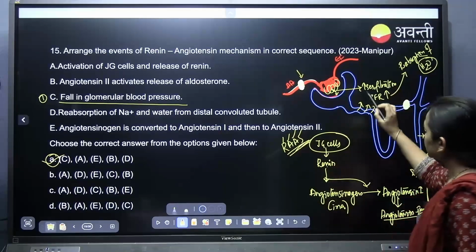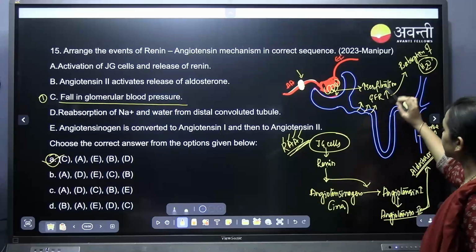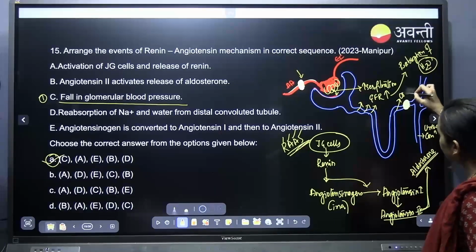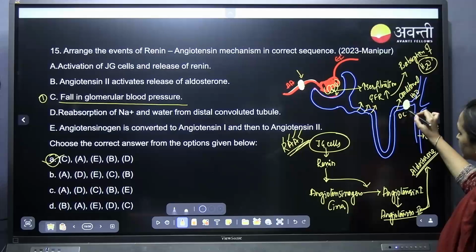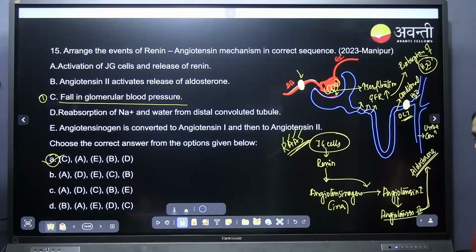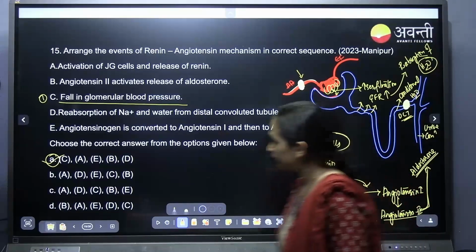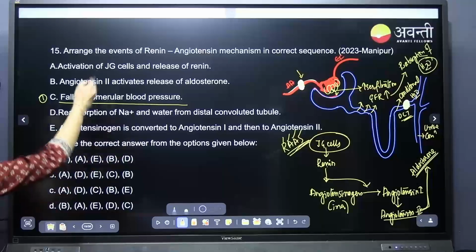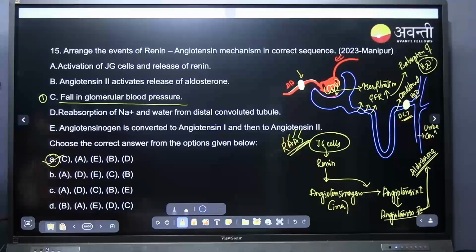increases the GFR, also it increases the reabsorption of H2O, also it increases the conditional reabsorption of H2O from the DCT also. Conditional reabsorption of water also takes place from the DCT. Please make a note of it, conditional reabsorption. Okay, now just mark the answer.